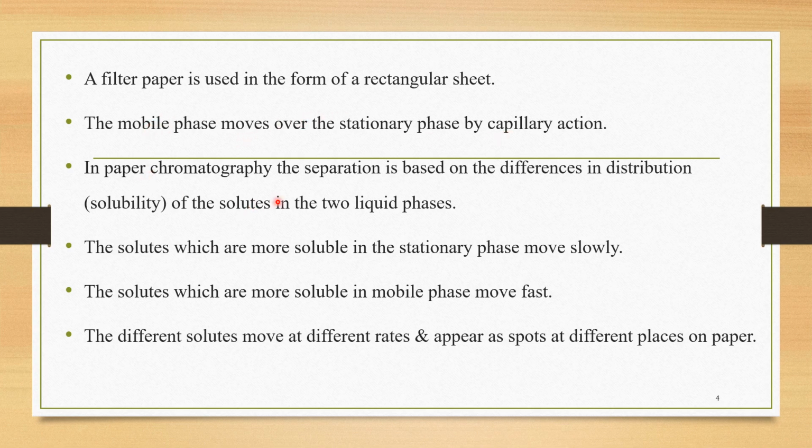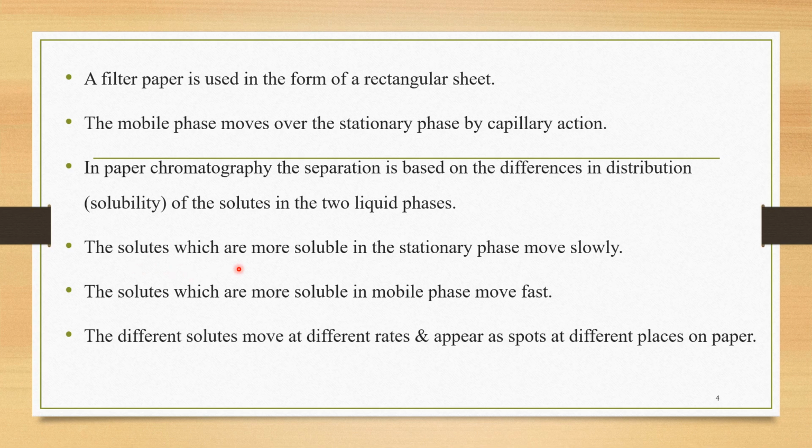In paper chromatography, the separation is based on the differences in distribution, that is solubility, of the solutes in the two liquid phases. As far as the separation technique is concerned, this separation is based upon the differences in distribution, and this distribution is nothing but the solubility. So those solutes present in a mixture in a particular sample have different solubility, and this is the basis of separation of the mixture into its constituent components.